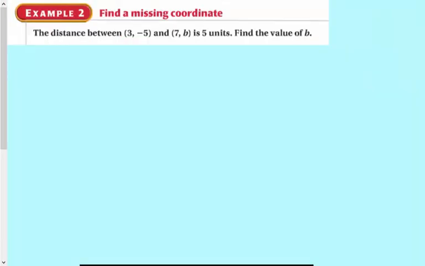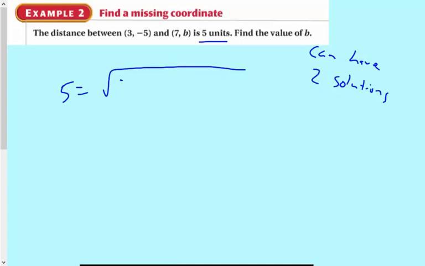Now, here's a problem where you have to find the missing value of b, and there's generally going to be 2 answers. Not always, but sometimes. Okay, so what we're going to do is, the distance is 5, they tell us that. And then we're just going to set up our formula, 7 minus 3 squared plus b minus -5 squared.